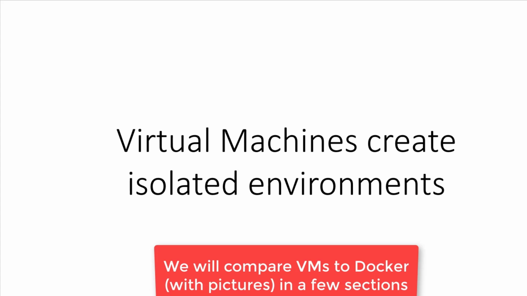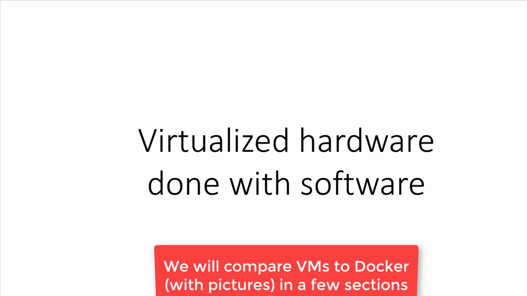Virtual machines let you run your code in fully isolated environments that are independent of your main operating system. You can think of a VM as a computer with an operating system running on it, except instead of being real hardware or having to dual boot, it's virtualized hardware done at the software layer. Hence, it's a virtual machine.